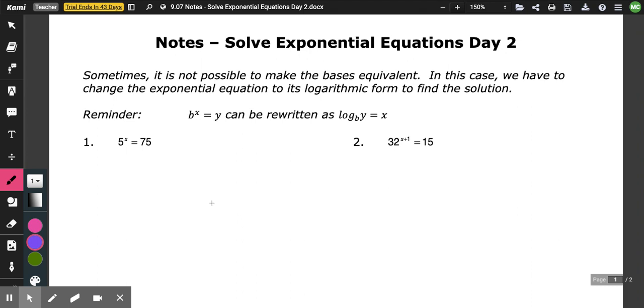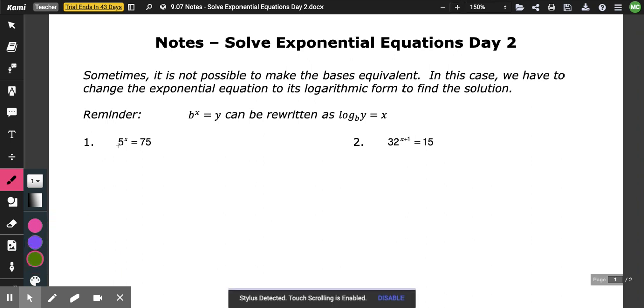All right, so we're going to be solving exponential equations today. Yesterday, the ones that we were solving all had bases that could be made the same, so we could just equate the exponents. But today, we're going to have some where we can't make the bases the same. So we're going to have to rewrite in its logarithmic form in order to solve it.